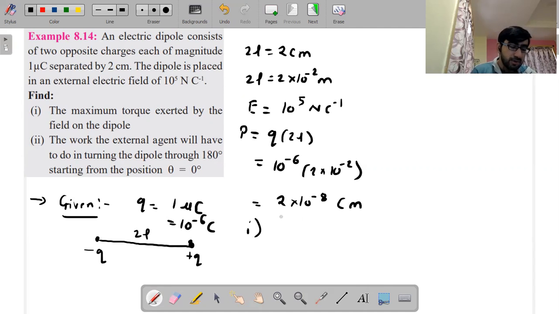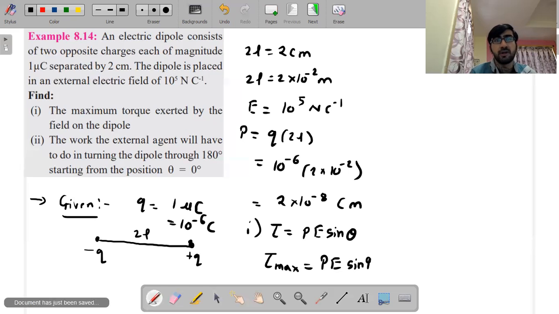According to the question the maximum torque exerted by the field on the dipole. If you remember हमने torque का formula लिखा था, P into E into sin theta, और हमने बताया था कि जब एक dipole external field में है तो maximum torque will be at 90 degree. So P E sin 90 when it is perpendicular to the field. Basically मतलब ये जो dipole है it is perpendicular to the field. So it is quite simple thing. Maximum torque is at 90 क्योंकि 0 पे sin 0 है 0 और 180 पे 0 हो जाएगा because sin 180 is also 0.